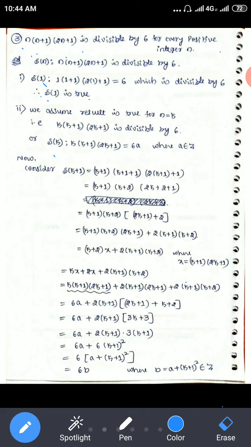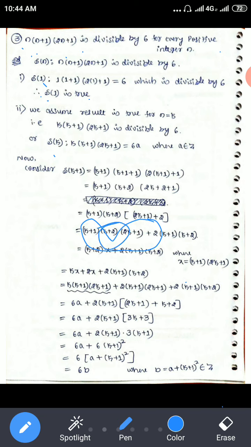So friends, here what you can do, k into k plus 1 into 2k plus 1, you take it as x. This k into k plus 1 into 2k plus 1, I'll take it as x.